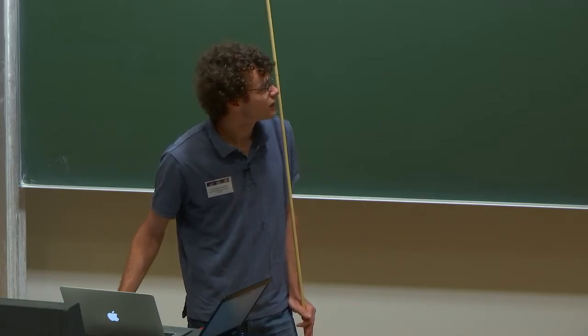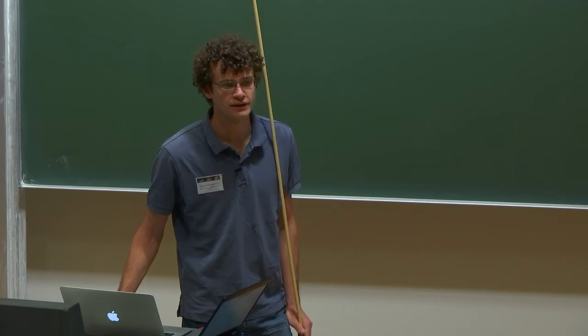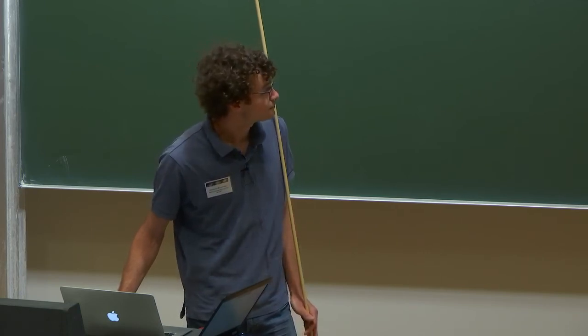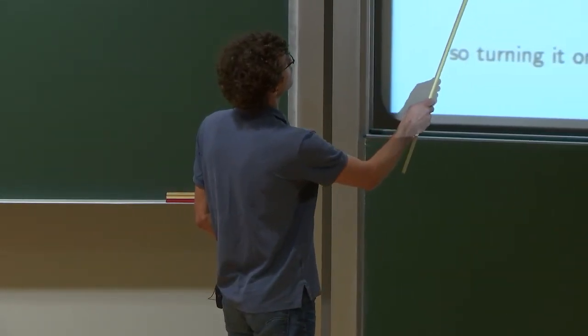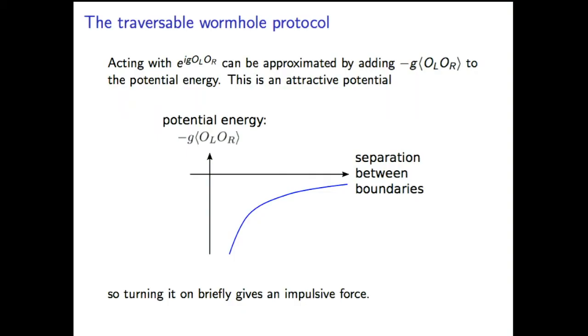Okay, so how can we implement this traversable wormhole in this simple theory? Well, if we act with this operator, O left times O right, e to the ig, O left times O right, this can be approximated just by adding the expectation value of this term, viewing that thing as a potential energy, as a term in the potential.